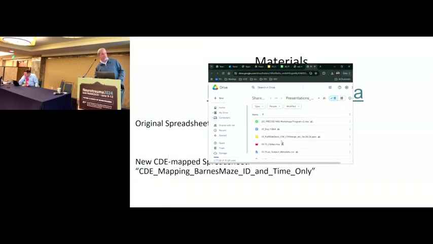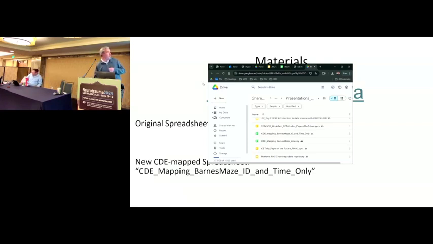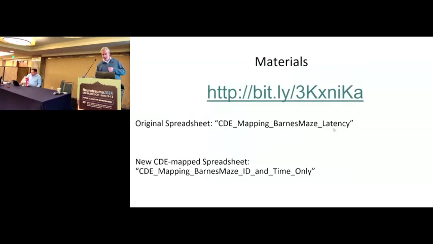Okay, so this is that little bit.ly. If you scroll down here, this says CDE mapping Barnes maze latency and CDE mapping maze. These two little green spreadsheet guys. Good. Okay.